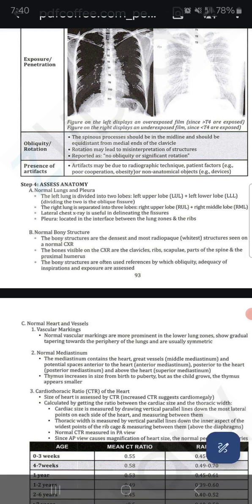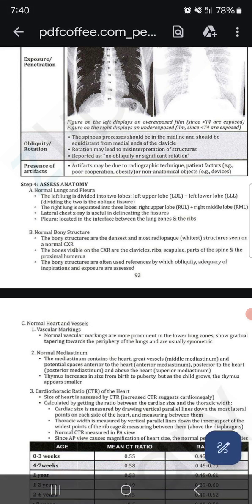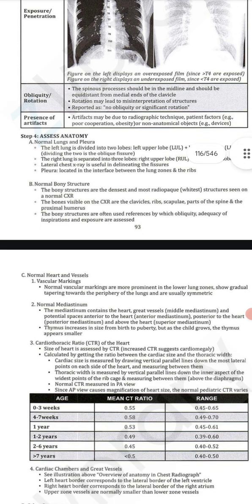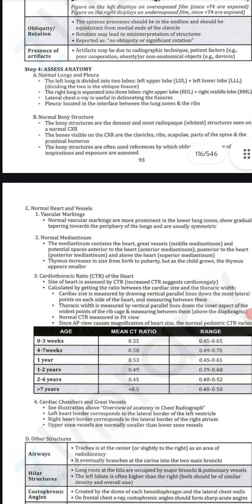The lateral chest X-ray is useful in delineating the features of the pleura, which is located at the interface between the lung zones and the ribs. Normal bony structures. The bones are the densest and most radiopaque, the whitest structures seen on the normal CXR. The bones visible on the CXR are the clavicle, ribs, scapula, parts of the spine, and the proximal humerus. The bony structures are often used as references by which obliquity, adequacy of inspiration, and exposure are assessed.